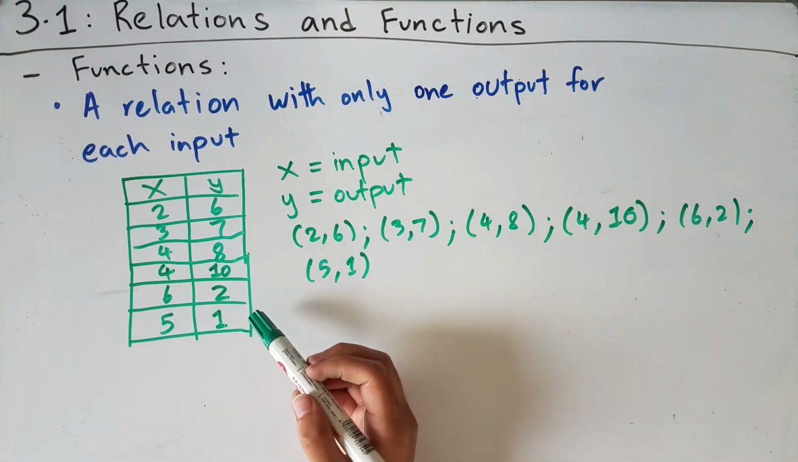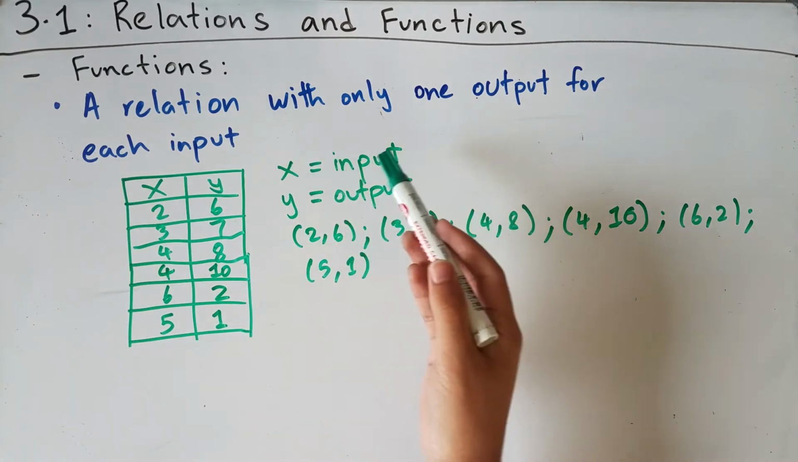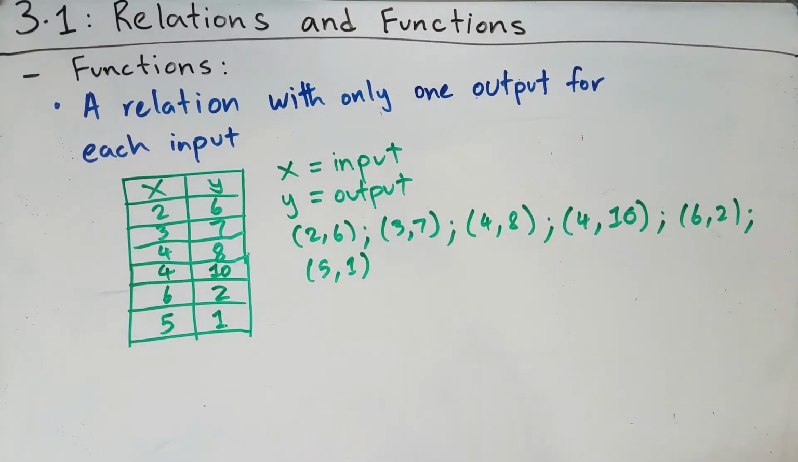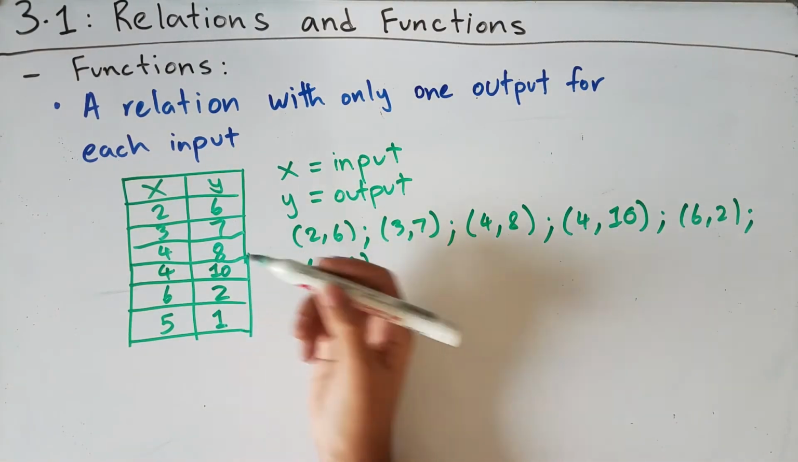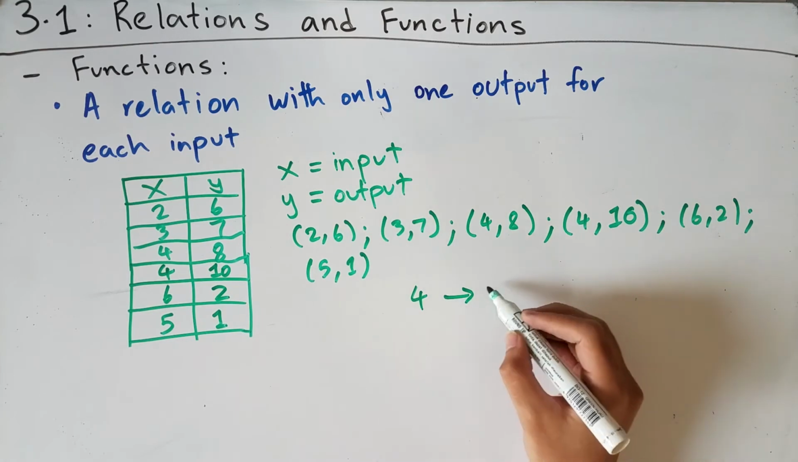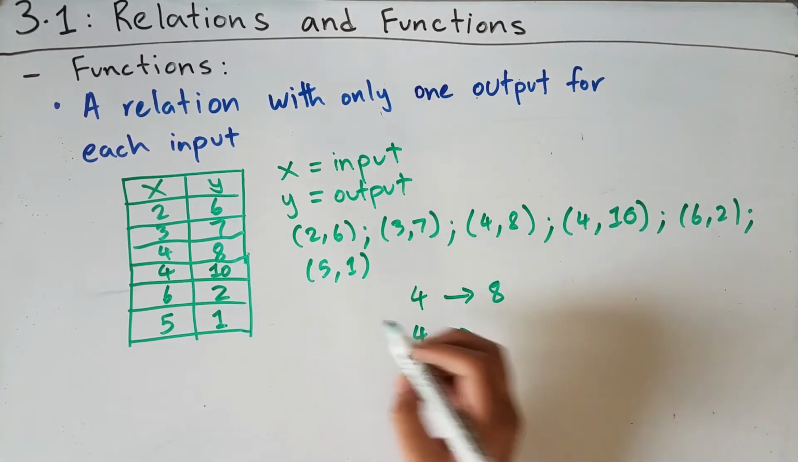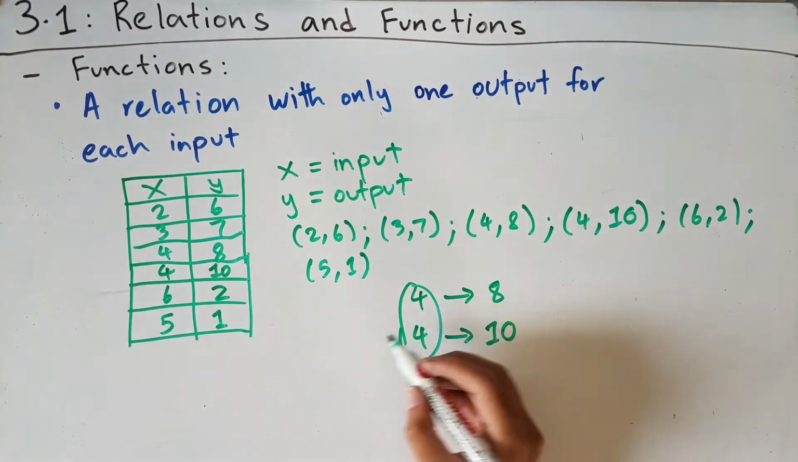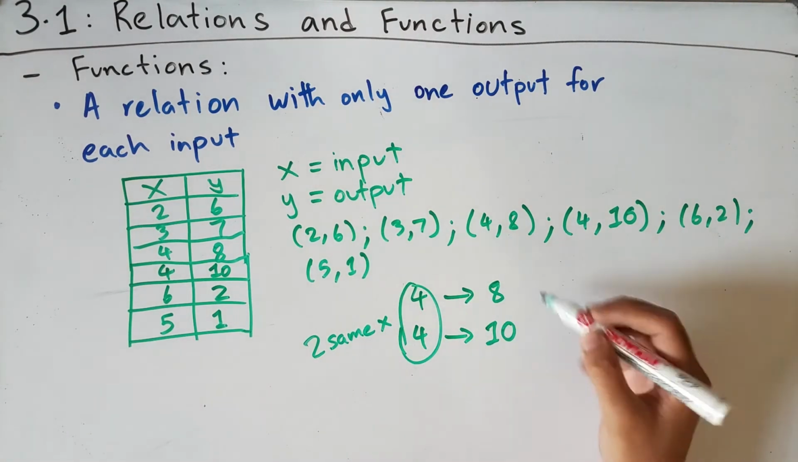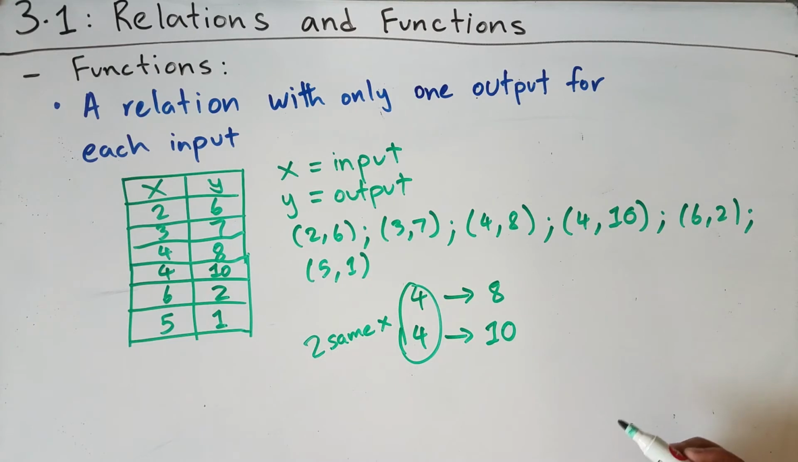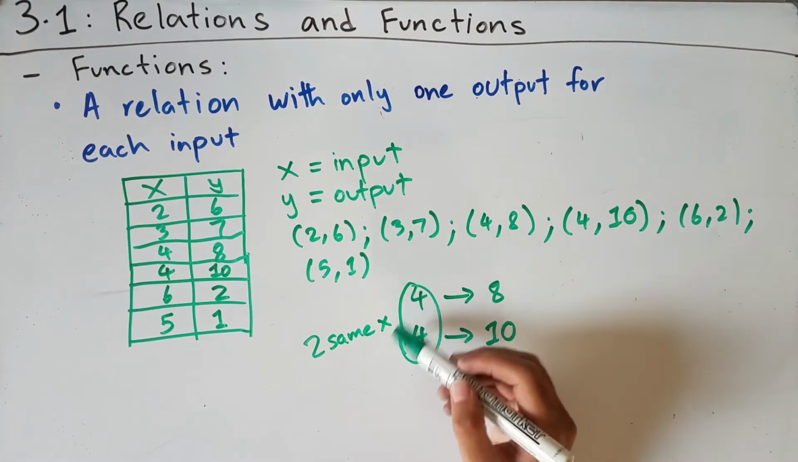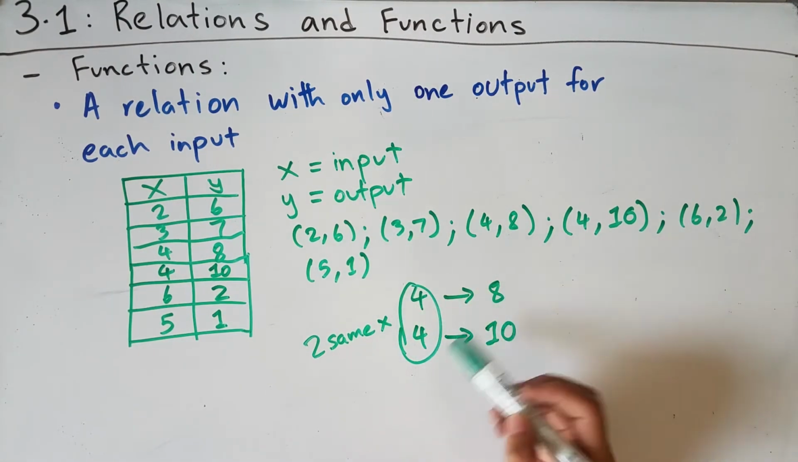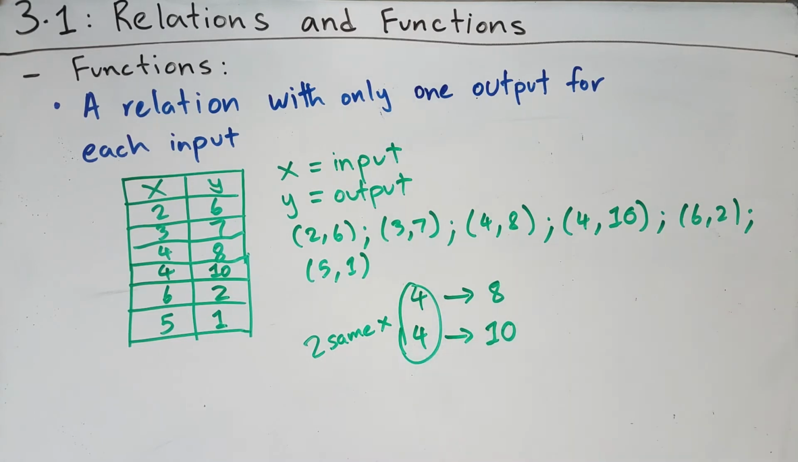Now from the definition of functions, we know that it's just a relation, but with only one output value for each input. If we look at the table, we can see that the value of 4 is corresponding to 2 different y values. So we have one input of x corresponding to 8 and another 4 that's corresponding to 10. So in this case we have 2 same inputs, or x, but you have 2 different y's, while the rule for a function says that a relation has only one output for each input. In this case I can see that there are 2 values for y for only one input, or one x. So 4 is corresponding to 8 and 4 is corresponding to 10 as well. So this is not a function.